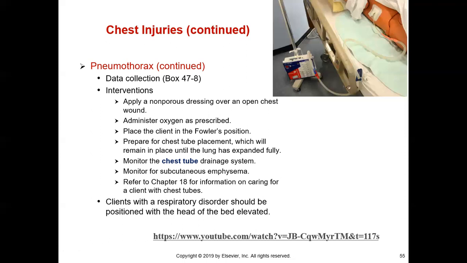First of all, as I told you, patient position is important, like high Fowler's position. We monitor the vital signs. We take the chest X-ray and give them oxygen as prescribed. Also, dressing over the opened wound. So in this picture, we can see the chest tube placement, and also the patient has a wound dressing. We prepare for the chest tube placement. This is the most important.